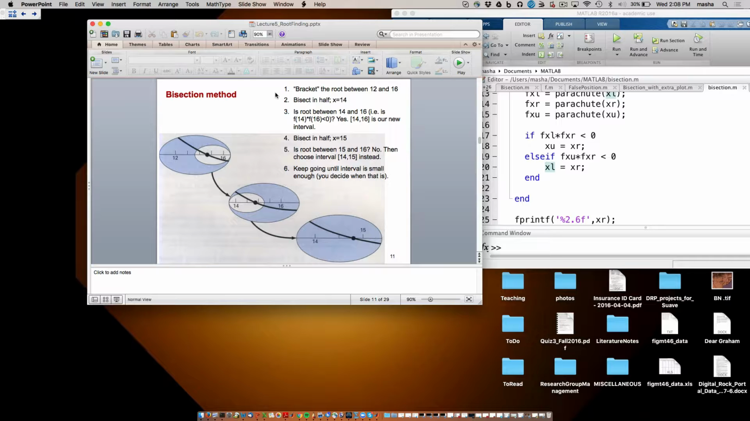functionality. So basically, if I had here 12, 16, and this is my function, okay? So it's positive here, negative here. Then I divide it in half, and between two options, 12, 14, and 14, 16, I'm going to pick 14, 16 because I, again, have f of 14 times f of 16 is less than 0. And that's my choice of bracket. And I keep going. When do I stop?